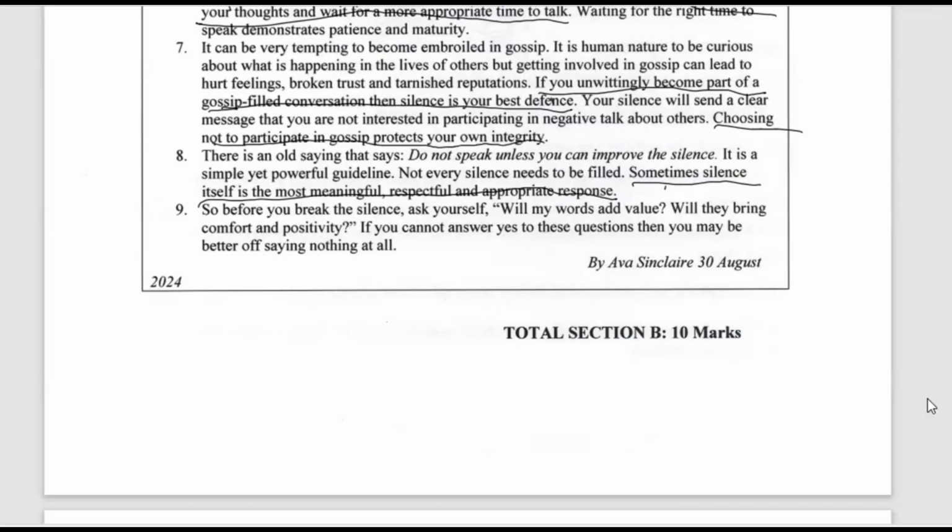Choosing not to participate in gossip protects your own integrity. I believe we have so many points here, so I cannot leave it out. It keeps jumping out even if I've passed. Okay. So before you break the silence, ask yourself, will my words add value? Will they bring comfort and positivity? If you cannot answer yes to these questions, then you may be better off saying nothing at all.